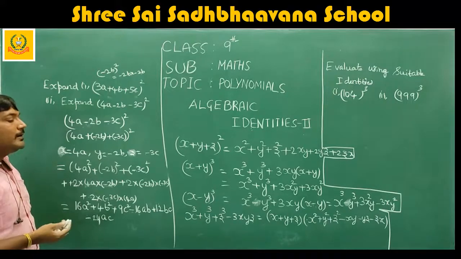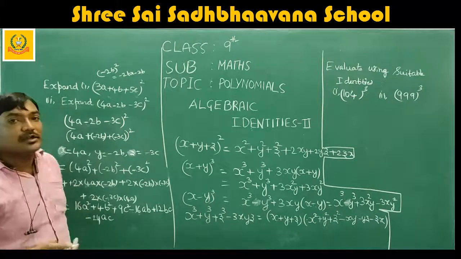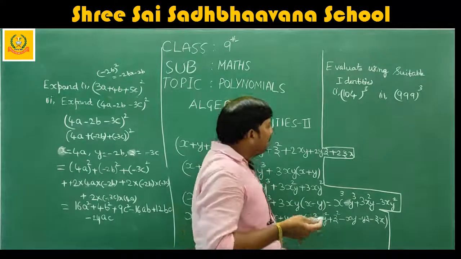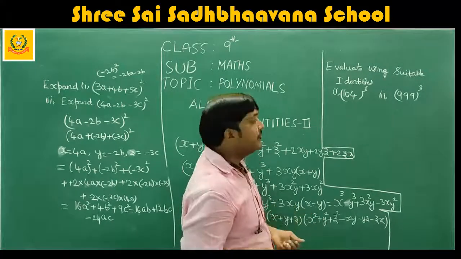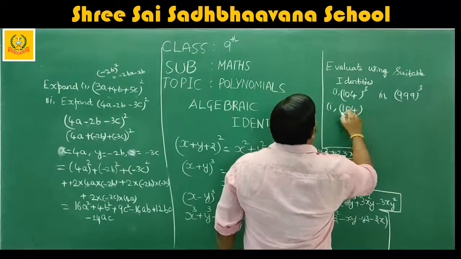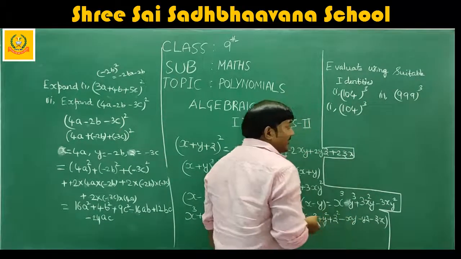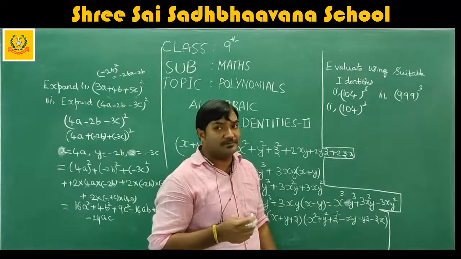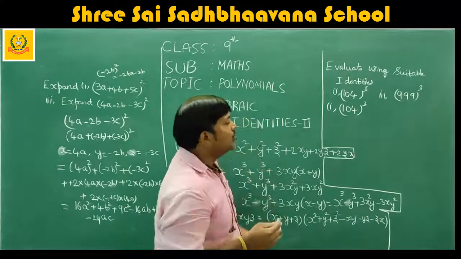Okay. Now we will go with the next sum, which is: evaluate using suitable identities. So the first one is 104 whole cube. These sums we already discussed, not for cube, we discussed for square. Correct. So how can you do this?